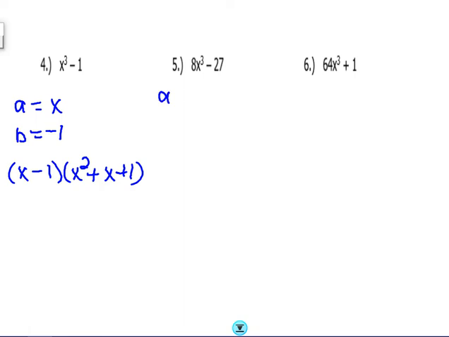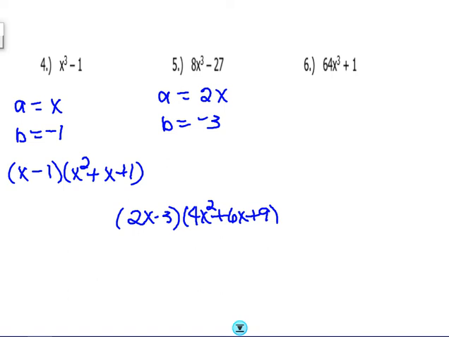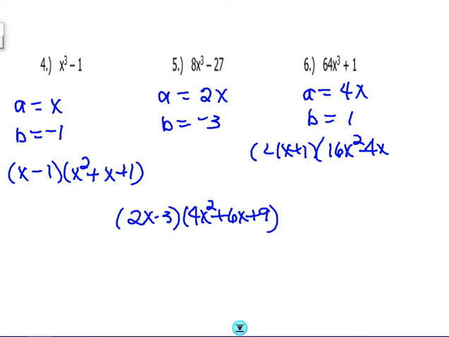Alright, number 5. So let's see, the first term is going to be 2x. The second term is negative 3. Alright, it's a difference. So 2x minus 3, square, don't forget to square the 2, opposite multiply, and then square the 3. Alright, number 6. The first term is going to be 4x, and my second term is 1. It's a sum. So you're going to have 4x plus 1, square, opposite multiply, and then square the last term.